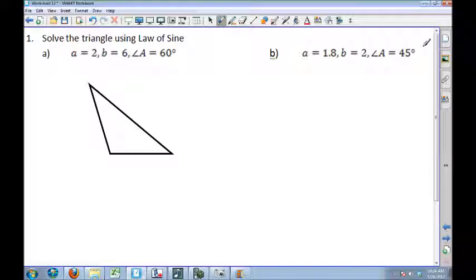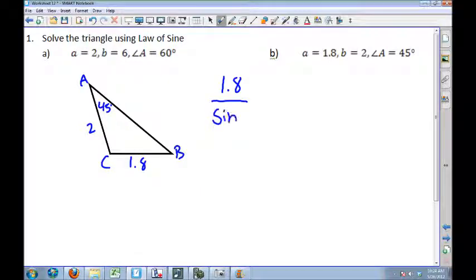For part B, I also have a triangle with an angle A, which is 45 degrees. So A, call it B, C. Side B is 2. Side A is 1.8. I'm going to set up my law of sine situation. 1.8 over the sine of its opposite angle, 45, will equal 2 over the sine of its opposite angle, B.